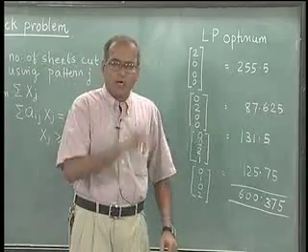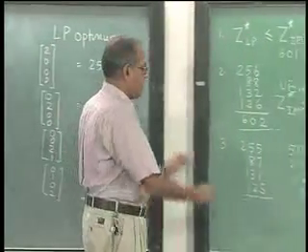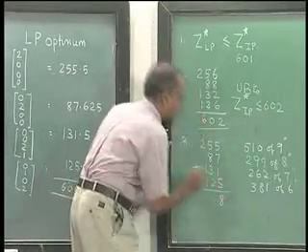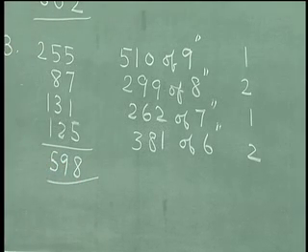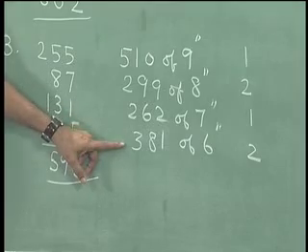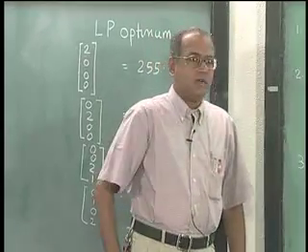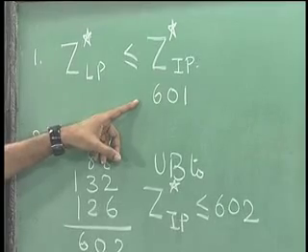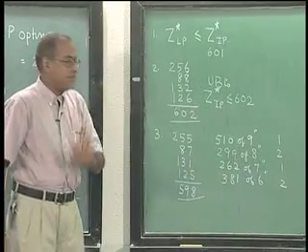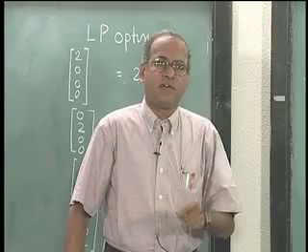Now, by bringing down to the lower integer value, let us see how many sheets we actually consume. So, using 598 sheets we are able to meet 510, 299, 262, 381 and we are short by 1, 2, 1 and 2 sheets. We already know that the optimum solution can only be 601 or more. So, if we are able to show that in 3 additional sheets we can meet all these demands, then we have a feasible solution with 601. So, let us see whether we can do that.